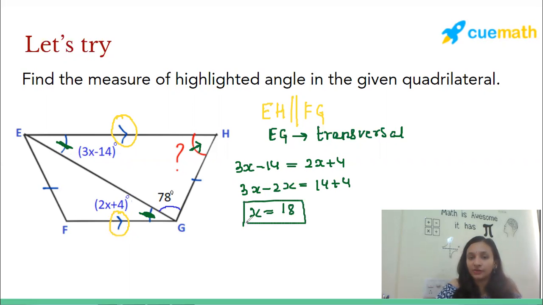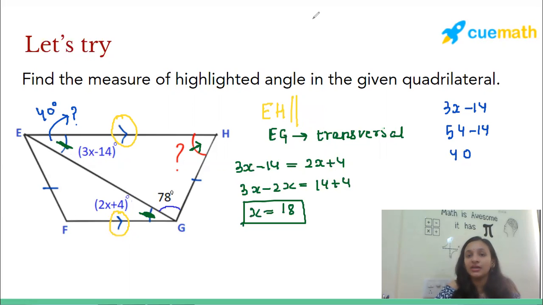Now that you have found the value of x, which is 18, what would you do next? You would find the measure of this angle, which is 3x - 14. So 3 times 18 is 54, minus 14 is 40. So the measure of this angle is 40. What do you do next? You use the interior angle sum property of a triangle. So you add 40 and 78, which is 118, and that needs to be subtracted from 180. This gives you 62. So this angle, which is the highlighted angle, is 62 degrees.